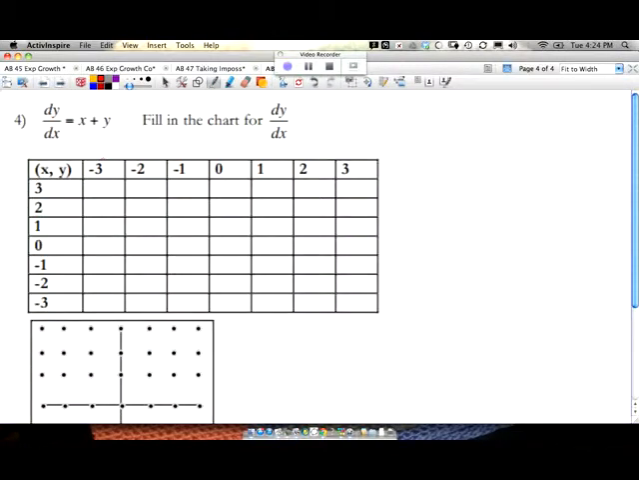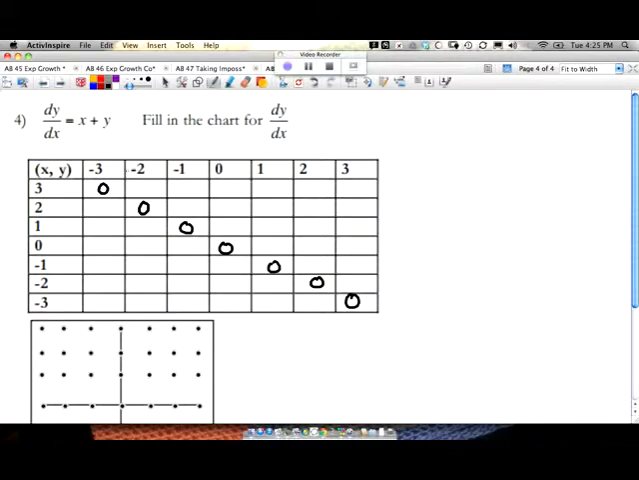Okay, so now we have x plus y. So I'm just going to take these two numbers and add them together. So 3 plus -3, that's 0. Wait a second, so these diagonal ones, 2 plus -2, that would be 0. 1 plus -1, that would be 0, then 0, then 0, then 0, then 0. Okay, so that was not too bad there.